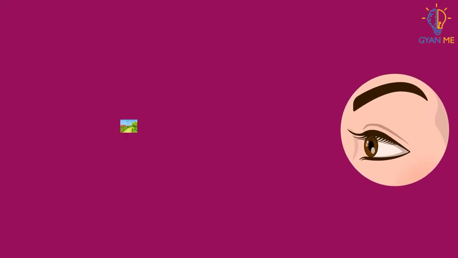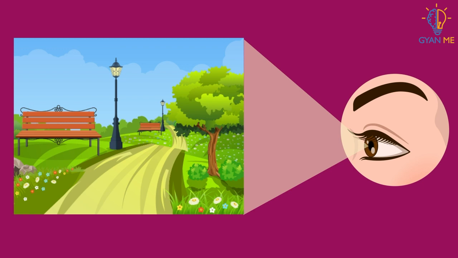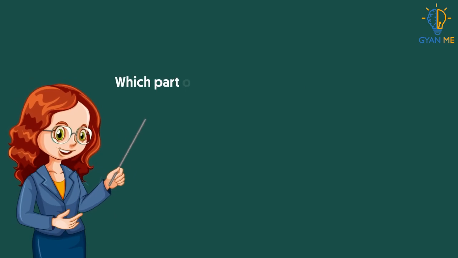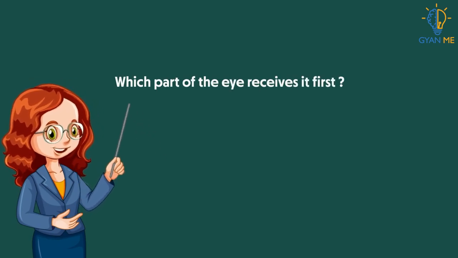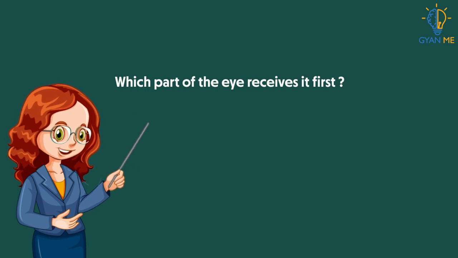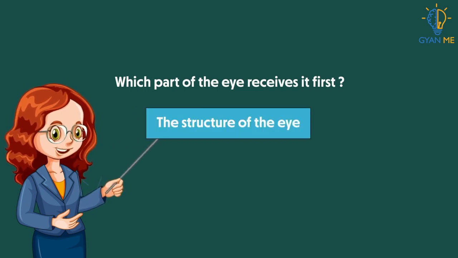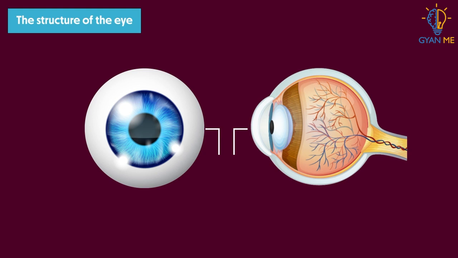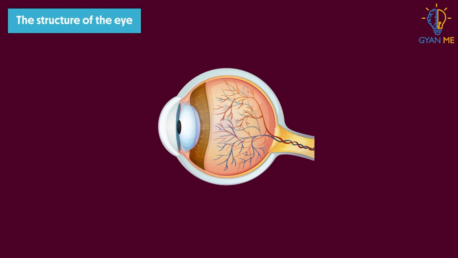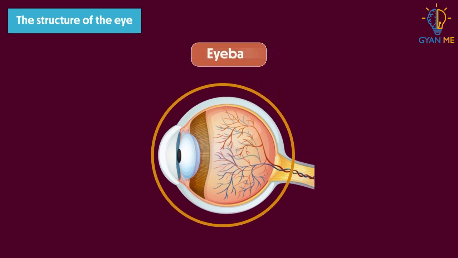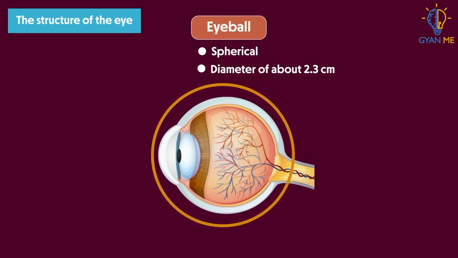The same thing happens when we see any object. The reflected light from the object reaches our eye. Now the question is, which part of the eye receives it first? To answer this, we will have to understand the structure of the eye. So let's see it. This white part that you can see here is called the cornea. It is a bulge on the front of the surface of the eyeball. Yes, this whole structure is called an eyeball. It's spherical with a diameter of about 2.3 centimeters.